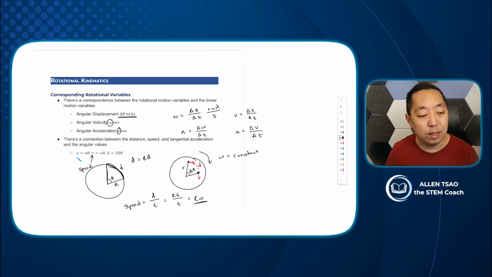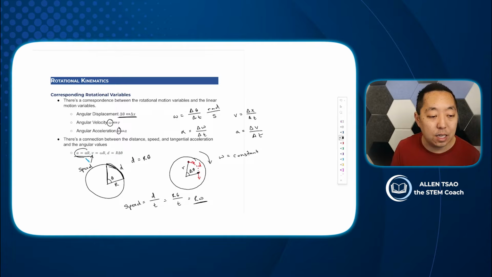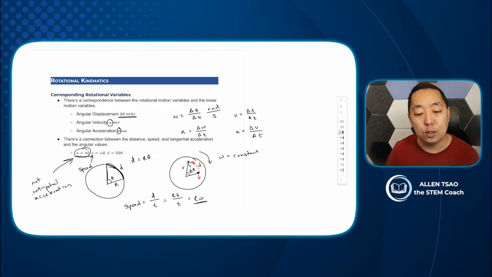A similar thing applies for the linear acceleration, the tangential acceleration, if it is speeding up or slowing down. Not the centripetal acceleration. Be very careful, this is not the centripetal acceleration, which is different. The centripetal acceleration is the acceleration vector that's pointing towards the center of the circle, right?